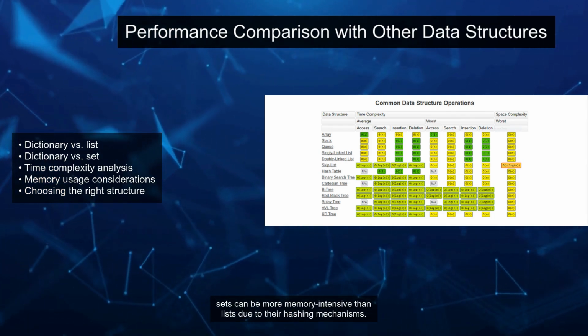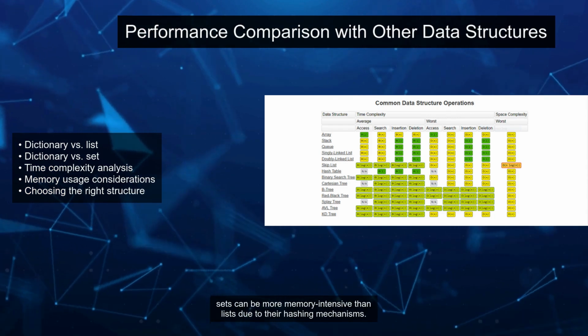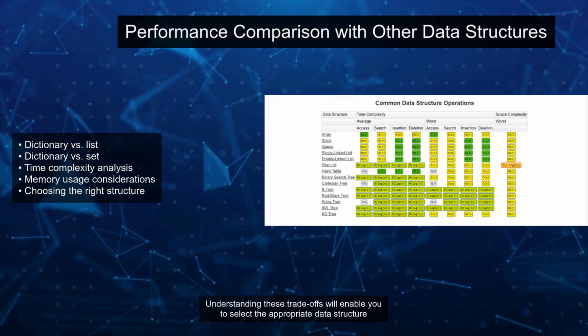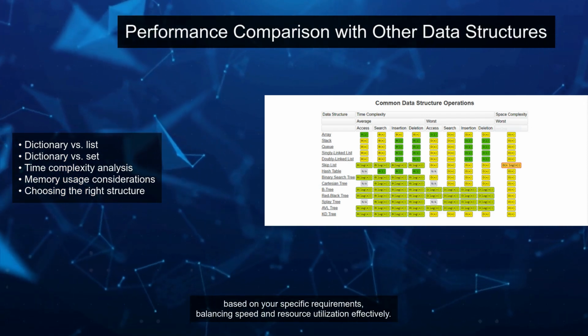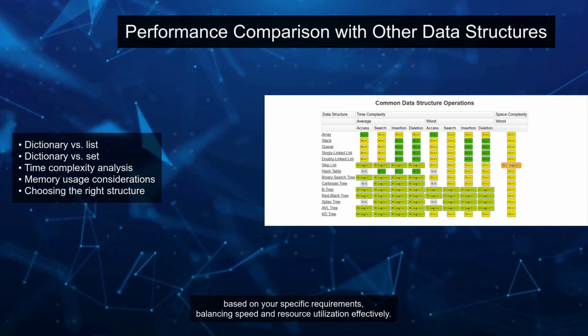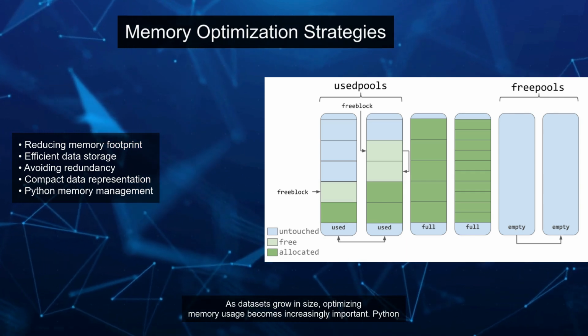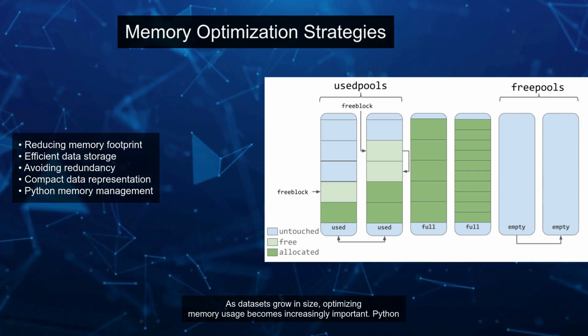Dictionaries and sets can be more memory intensive than lists due to their hashing mechanisms. Understanding these trade-offs will enable you to select the appropriate data structure based on your specific requirements, balancing speed and resource utilization effectively. As datasets grow in size, optimizing memory usage becomes increasingly important.